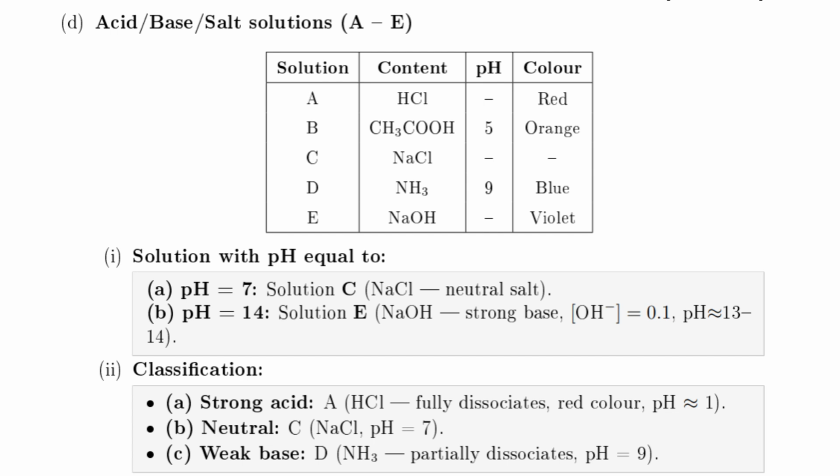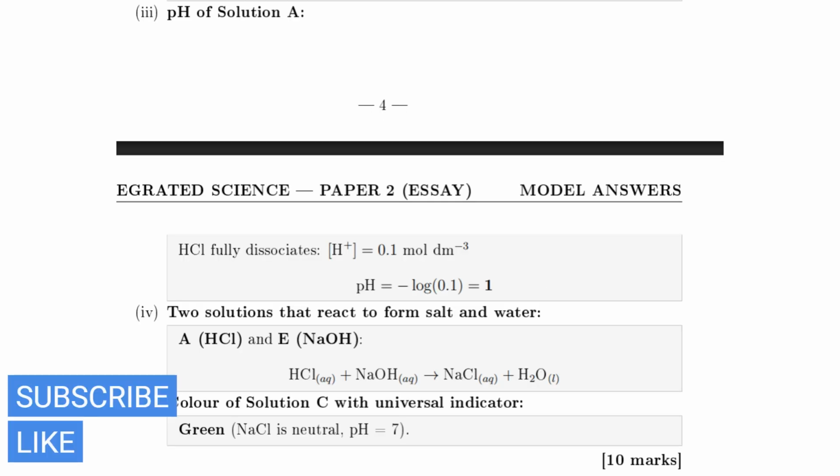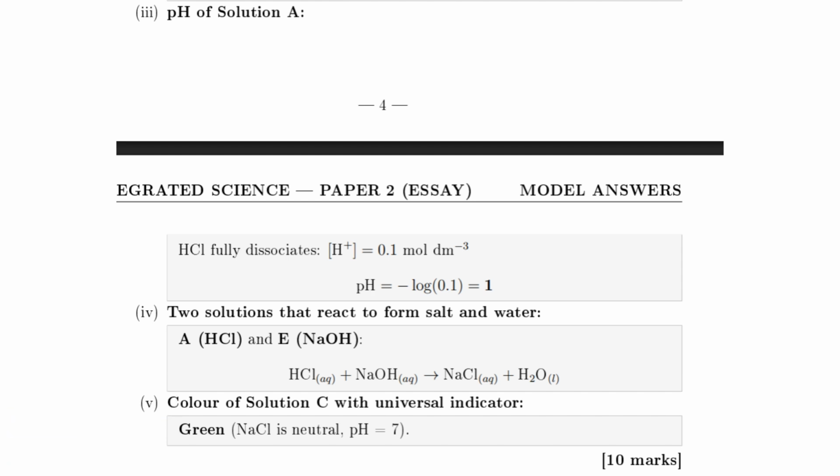So the pH of solution A: if it dissociates, we have the formula of the negative logarithm of 0.1, which is equal to 1. Then the 2 solutions that will react to form a salt are HCl and NaOH, which is the equation there. And the color of the solution with the universal indicator will be green. Okay, so now let's go to the next section.